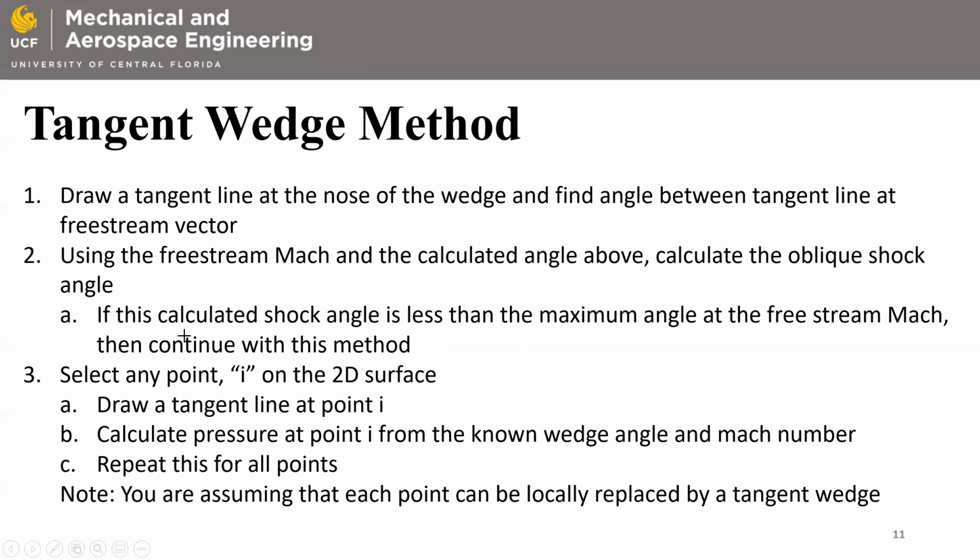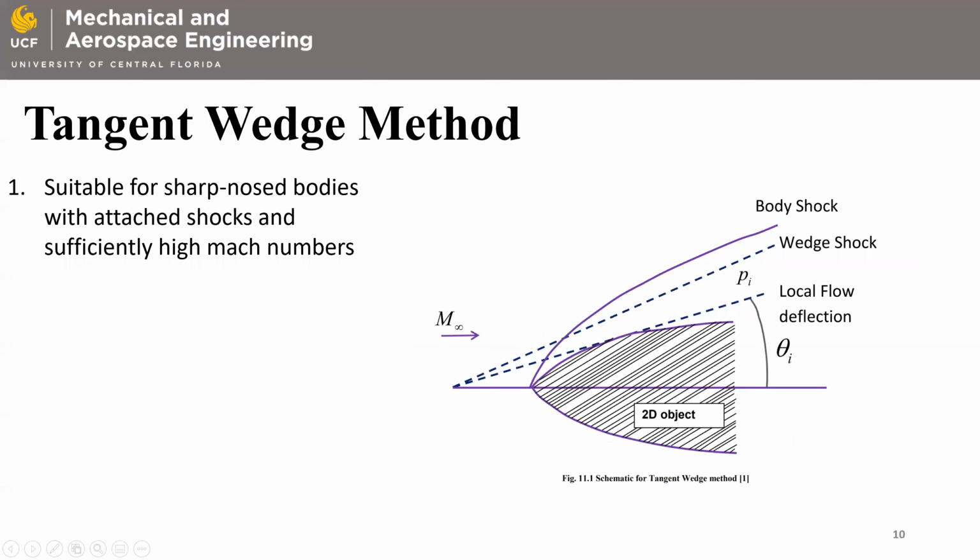And once you've checked to make sure that's true, you can select any point on the surface and then draw a tangent line at point I. So right here, they picked this point as point I. They drew a tangent line there. And then they've essentially locally replaced this point with a wedge that has this angle as its wedge angle.